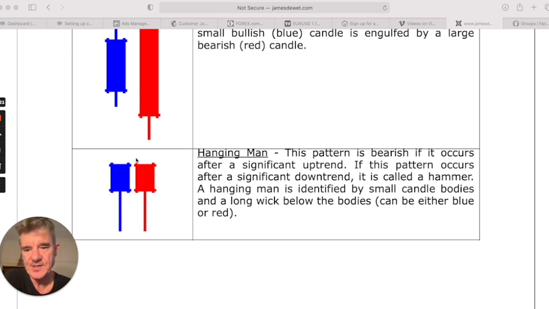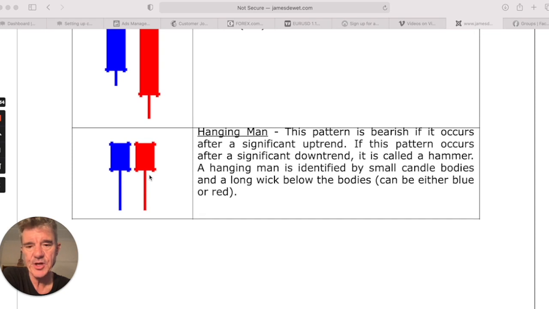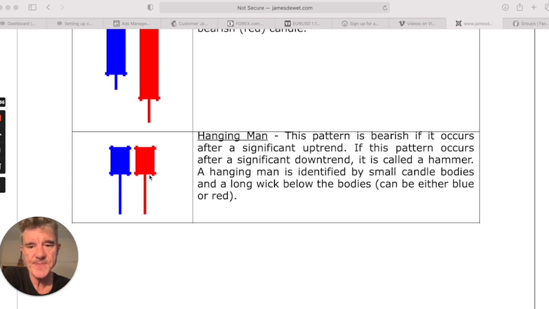So if you see that sort of thing, just look for the patterns. It's really quite easy to identify them. We'll go back to the charts shortly and see if we can find some of these. I'm sure we will be able to find them very easily. And you'll often see that these occur when the price direction is about to change.